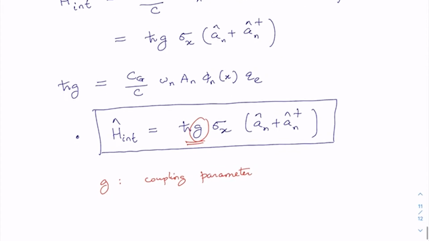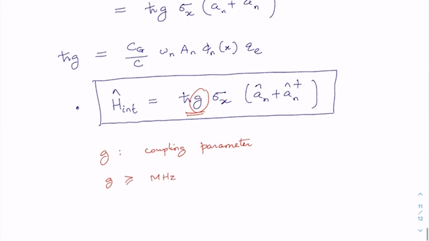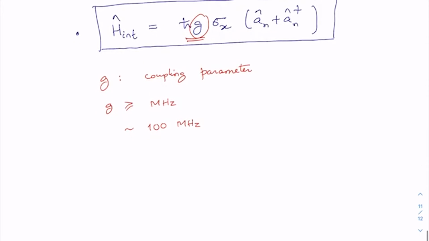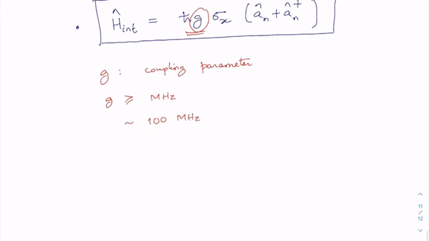In a typical experiment, z is in frequency units, so it would be on the order of megahertz, and one can actually have z up to or more than 100 megahertz. So we can have a very strong coupling between the artificial atom and the microwave field, depending on how we design the transmission line or the whole system.